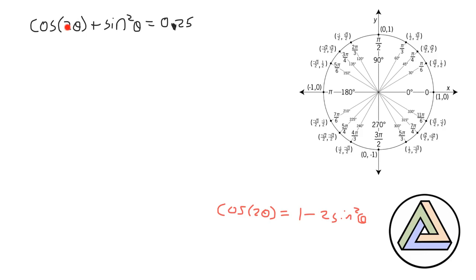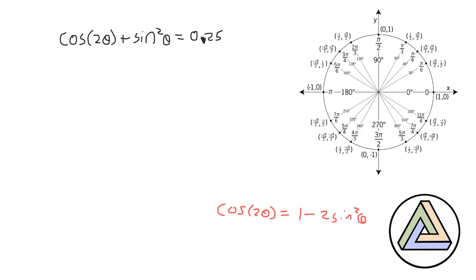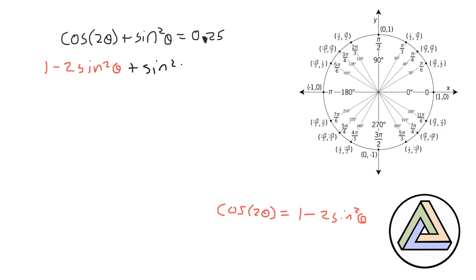And it'd be nice to work with only one trigonometric function as opposed to two. So here we are about to work with only one trigonometric function by replacing this with 1 minus 2 sine squared theta. And we still have this plus sine squared theta over here equals 0.25. All right, so at this point, you need to be very careful. That's where your algebra game has to be on point. You're going to be combining like terms. In this case, we have a negative 2 sine squared theta and a positive sine squared theta.